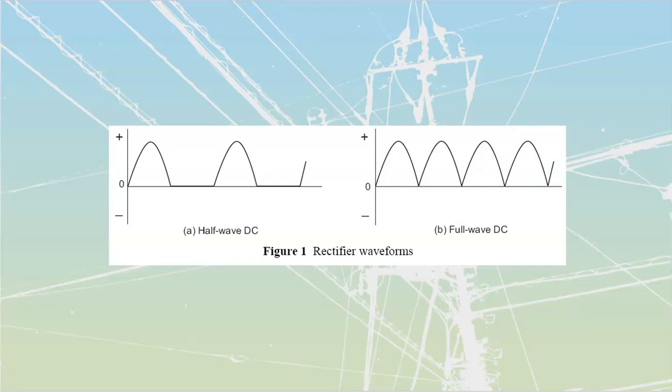Sometimes we will also take what we've rectified, if we need to have a more uniform DC, and then we are going to filter out certain components that we are going to have.